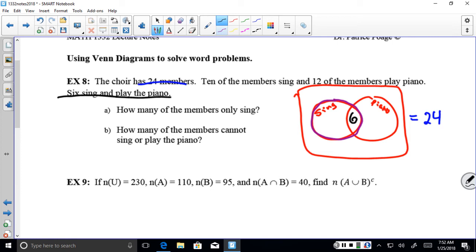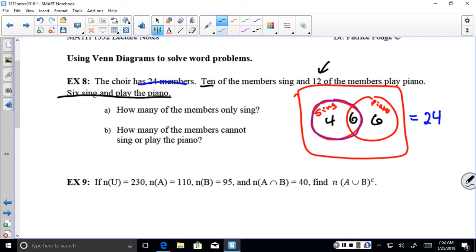Working our way out, if 12 people play the piano and I already have 6 in the piano circle, how many's in the other part of the piano circle? 6. And if 10 sing and I already have 6 in the sing circle, how many is in the other part? 4. I have 24 total in the choir. Who are the people outside the circles but inside the rectangle?